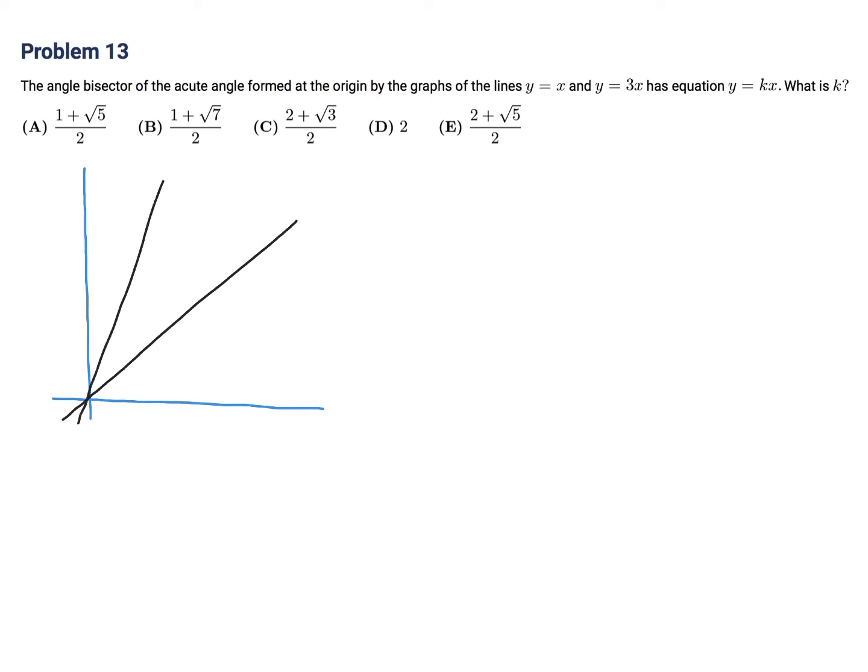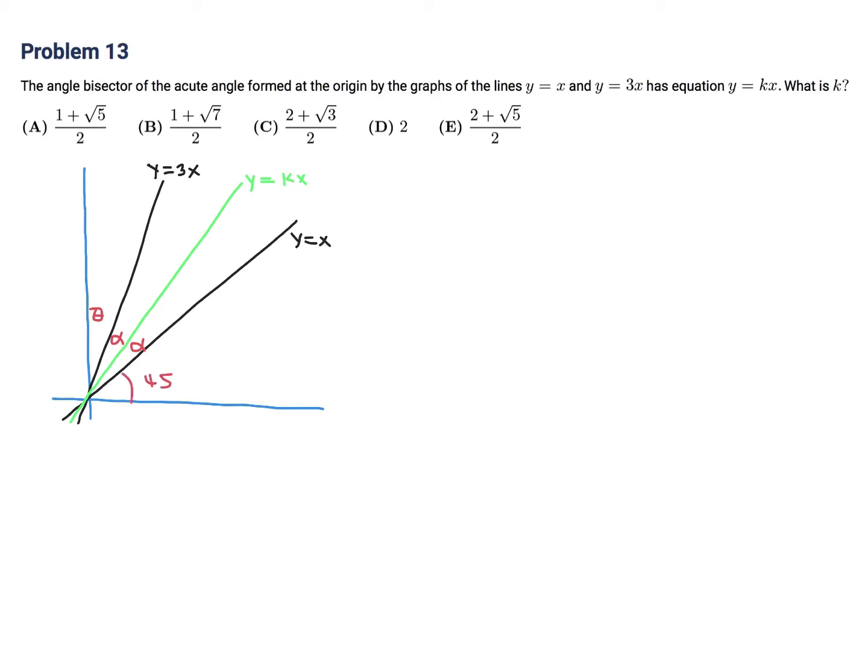Okay, approximately. And then you've got this new line that they're saying is y equals kx, and it cuts the angle in half that these two black lines make. So that is going to be something like that, approximately, right? So this is y equals kx, and this was y equals x, and this was y equals 3x. Okay, so now let's label these angles. This one I'll just call alpha. This one is alpha because that line cut that angle in half. So alpha and alpha. This angle I'll call theta, and this angle, well, that's 45 degrees, right?